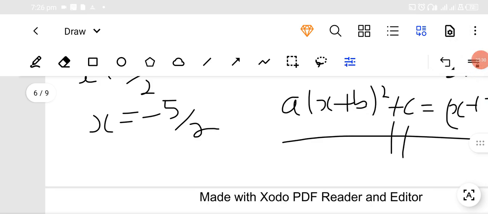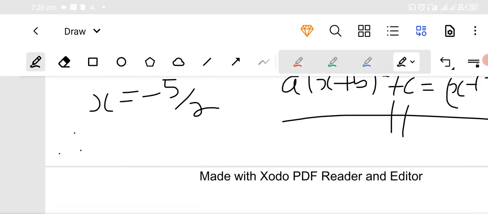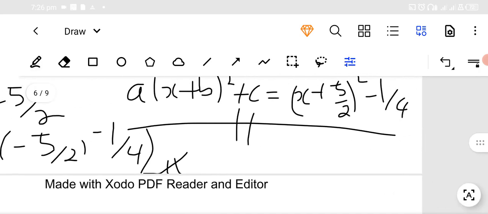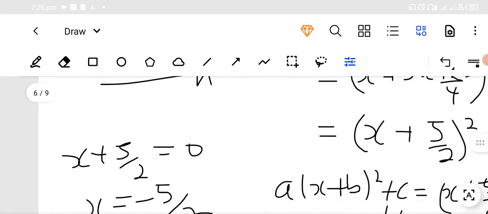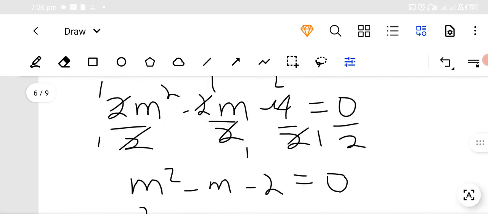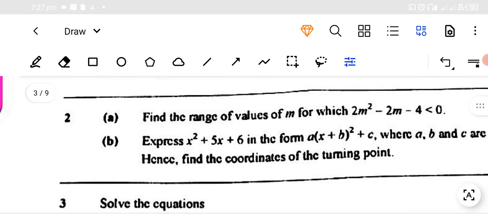We have found the x coordinate. Turning point, therefore, TP will be negative 5 over 2, comma, negative 1 over 4 from that expression. And if you want, you can even check. You are seeing that the leading coefficient was positive, showing that it was a minimum. That's why this is a minimum turning point. Yes, as you can see there.